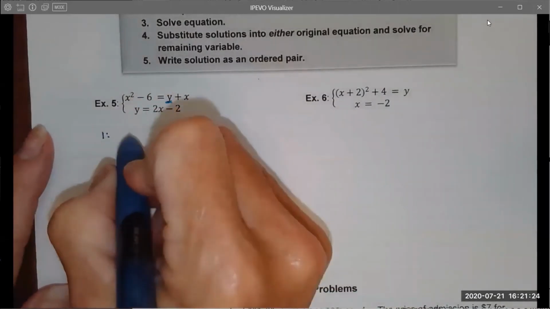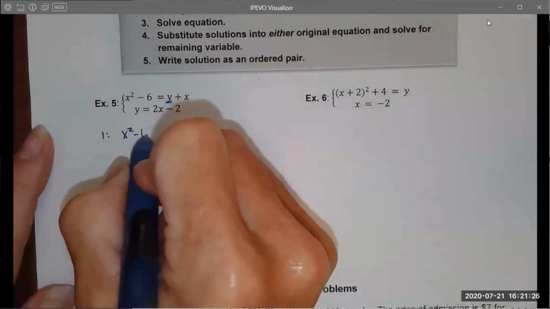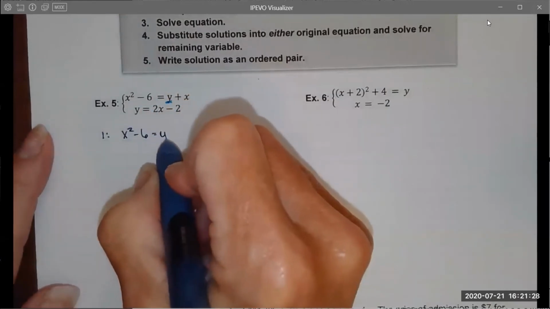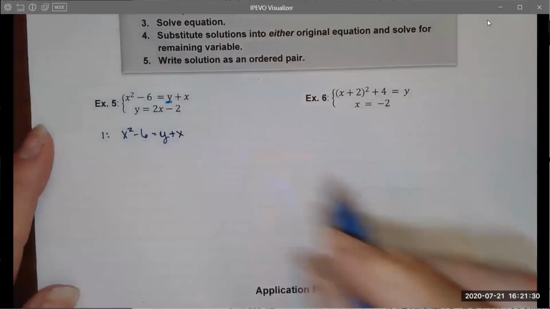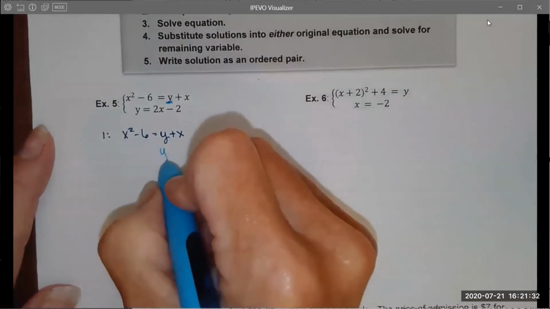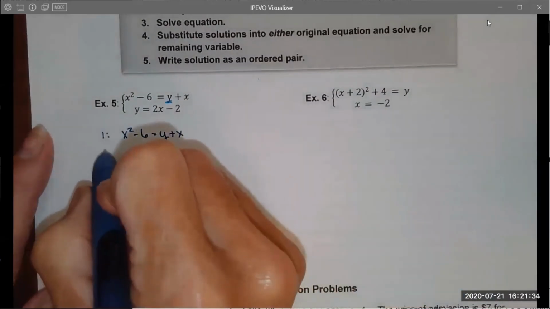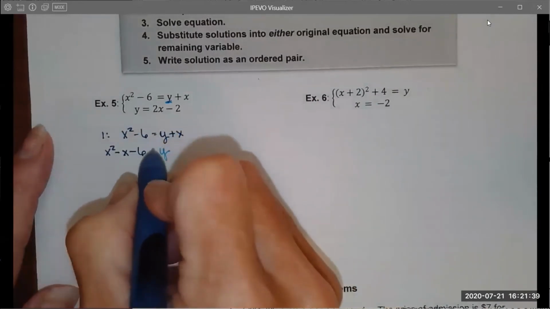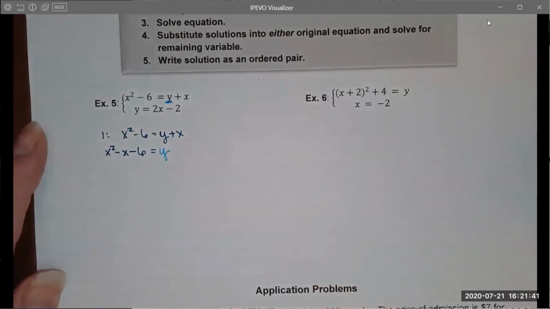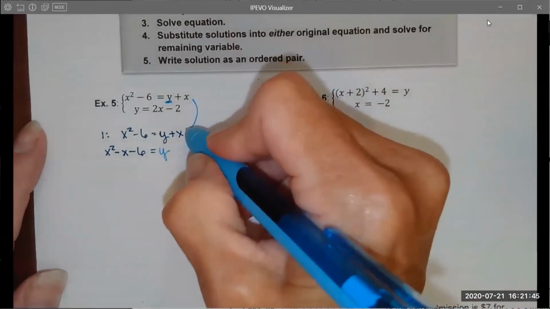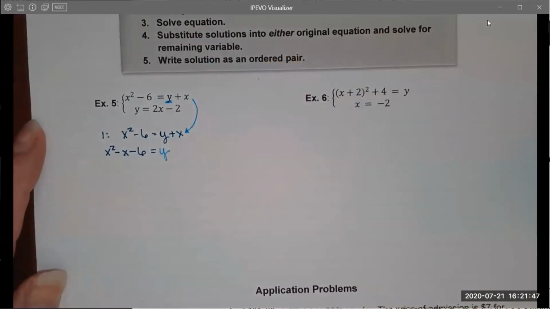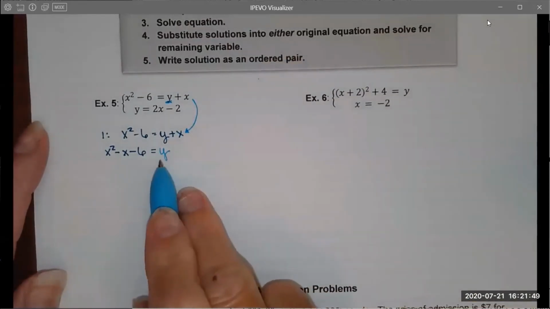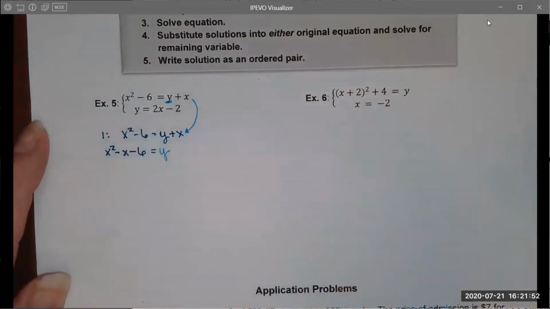Step 1 is x squared minus 6. I'm going to subtract x from both sides so that I have y by itself, and I'm left with x squared minus x minus 6 equals y. So now I have that variable all by itself. I took it down here, and now I'm going to substitute this y value in for this one.